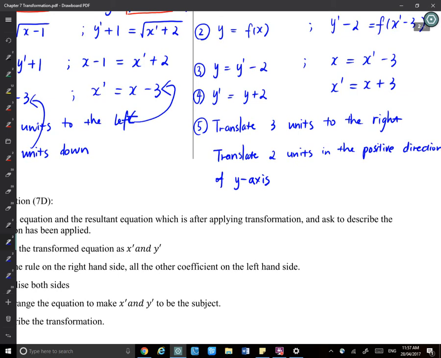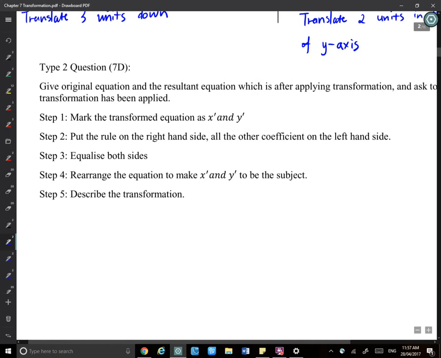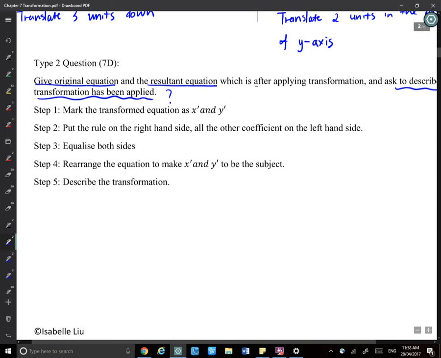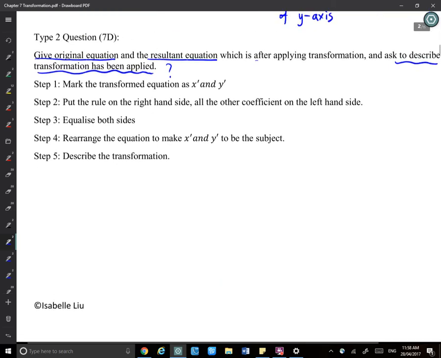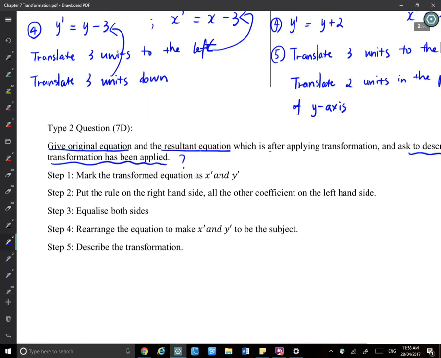Okay, this is a type 2 question. Type 2 question will give you the original one, give you the result one, and ask you to describe the transformation that has been applied. So it gives you both equations and asks you what has been transferred, like left or right, up or down. I'm not going to go through the steps, you know the steps. I have written numbers 1, 2, 3, 4, 5. That's the 5 steps.